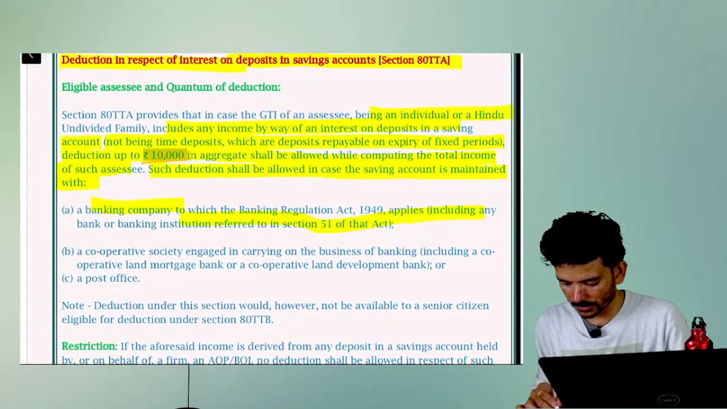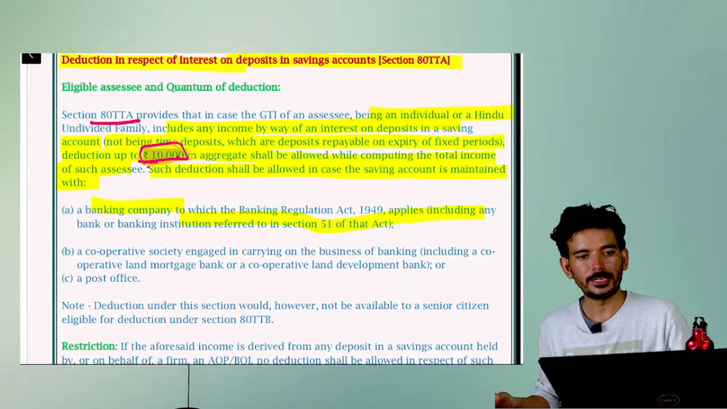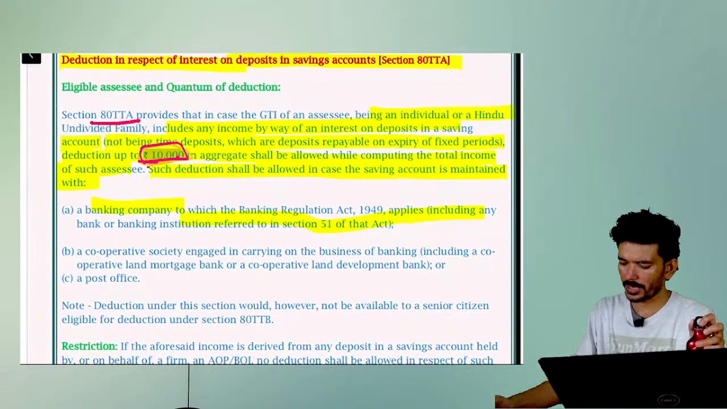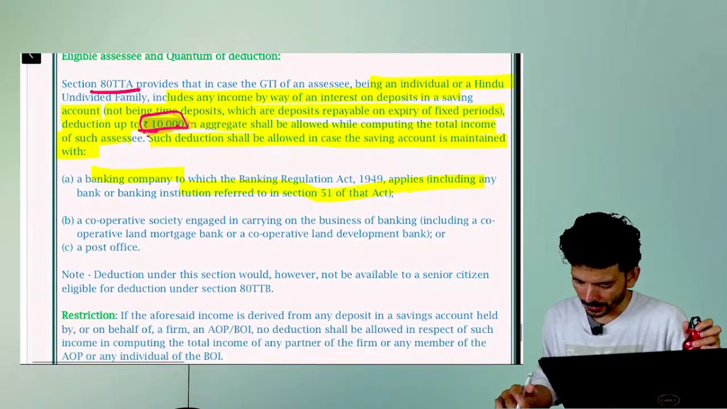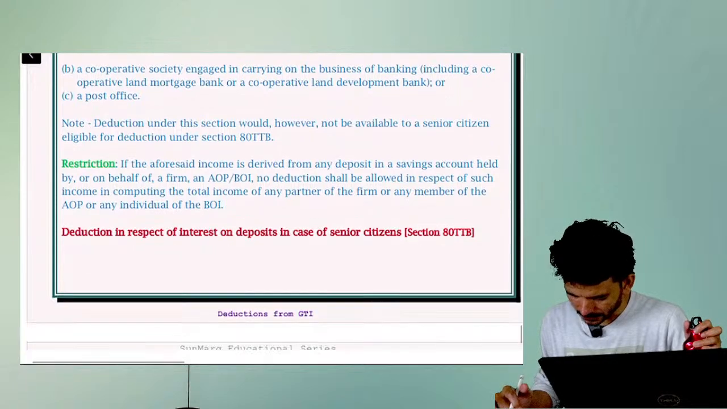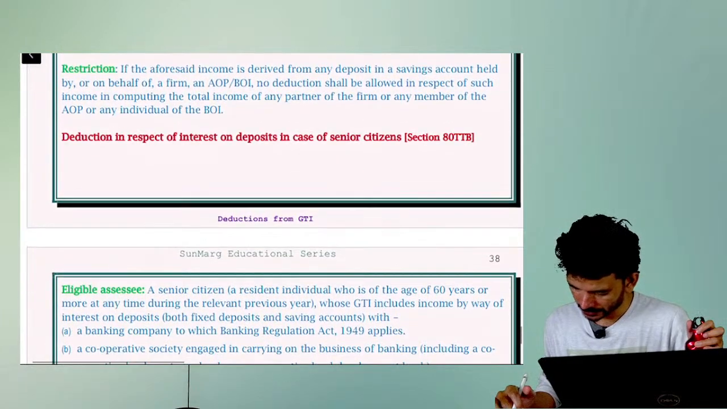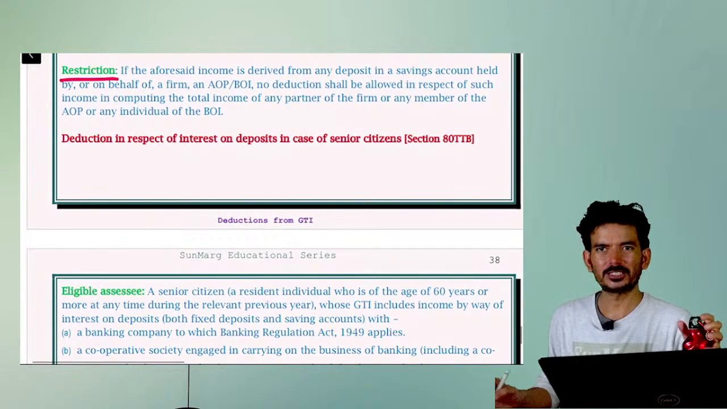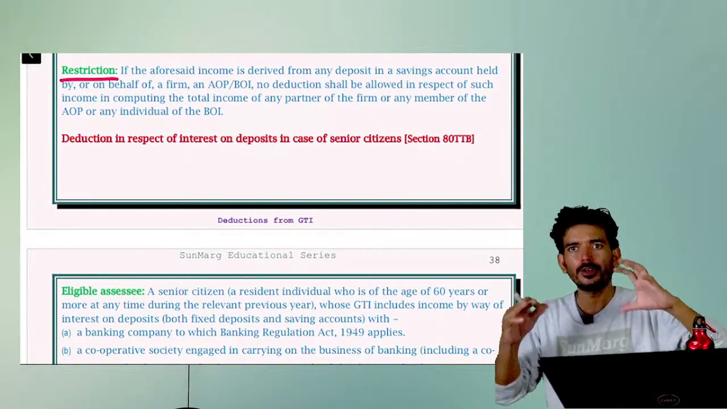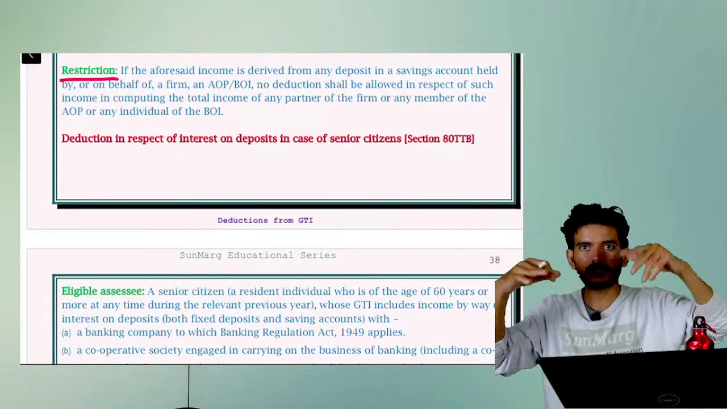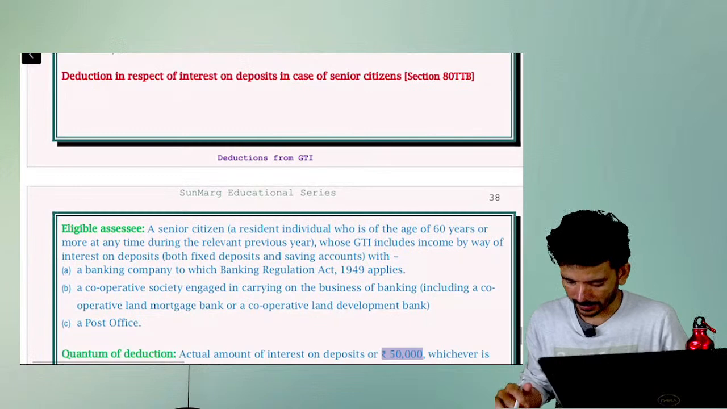For the exam, this is only important. You have to remember this 10,000 and section 80TTA. It's not applicable for your time deposits, it is applicable for other than that. For your savings account also it is eligible. And this restriction I said in the beginning only: when AOP is getting that benefit, members should not get the benefit. AOP is claiming this, members should not be claiming this.